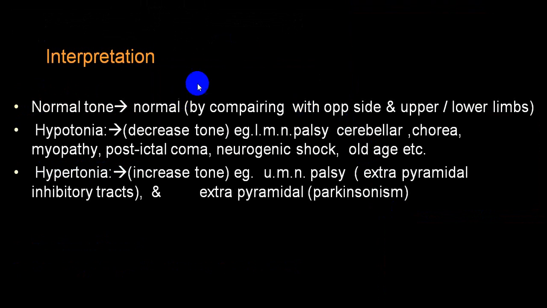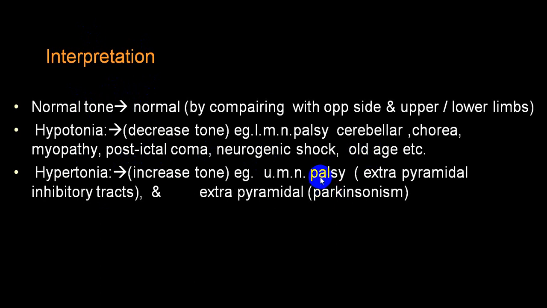So we already told you hypotonia will be one of the classical signs in case of lower motor neuron palsy. But in cerebellar disorders also you can get hypotonia, and in chorea also you can have a little amount of hypotonia. Also you can see hypotonia in myopathy, particularly limb girdle myopathy. Also during post-ictal coma you can have hypotonia, and in acute neurogenic shock also you can have hypotonia. In an old person also you will have a bilateral symmetrical hypotonia.